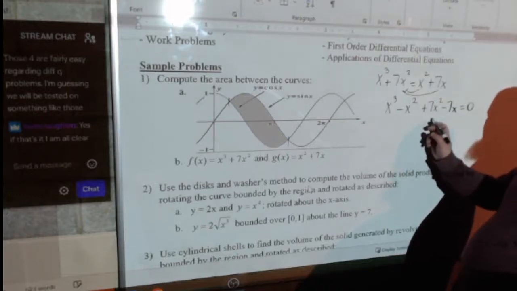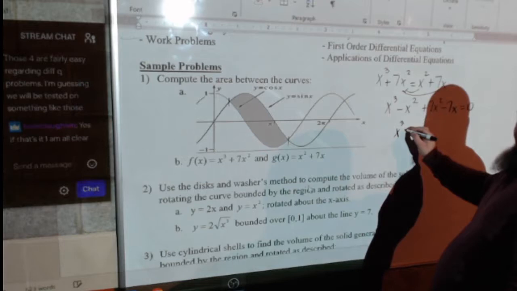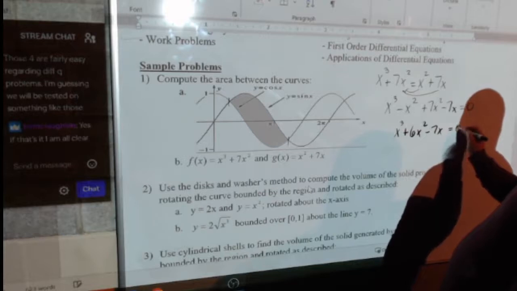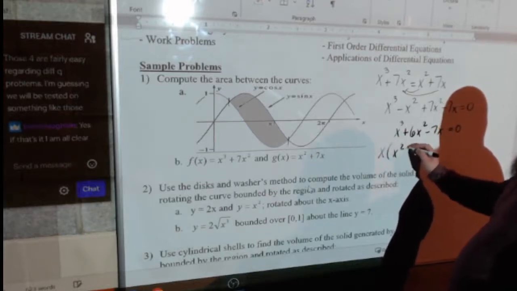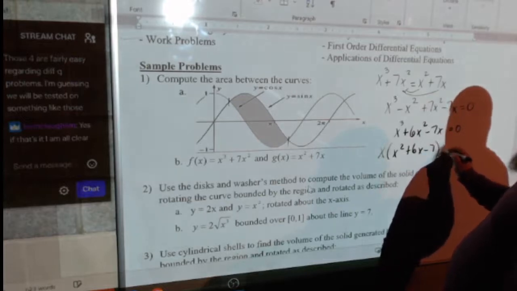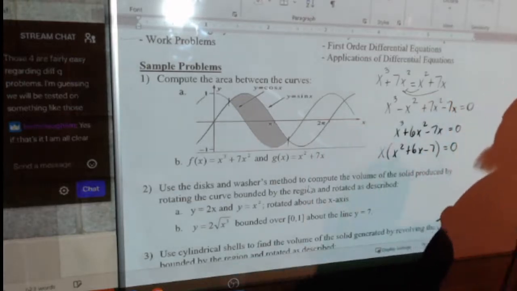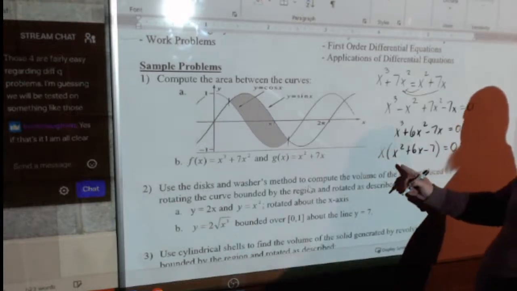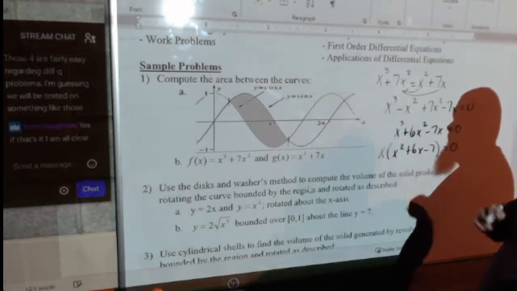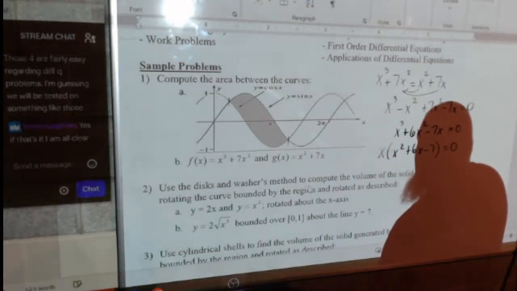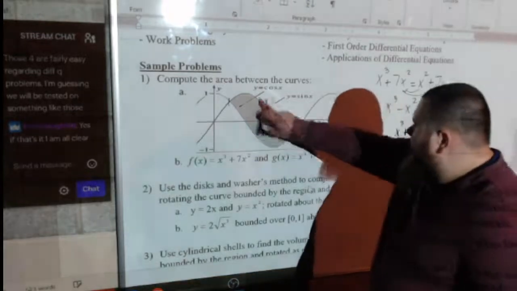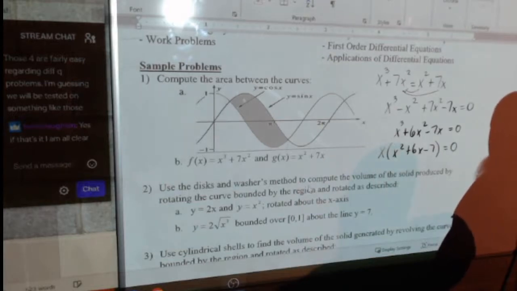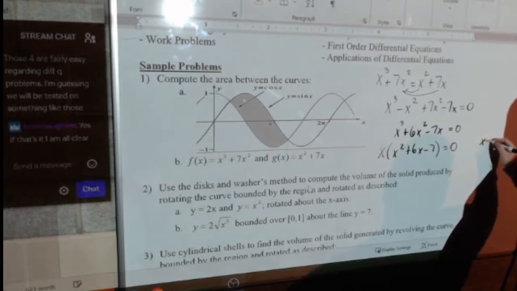This simplifies to 6x squared, so we got x cubed plus 6x squared minus 7x. Factor out an x. So one of the solutions is, wait, sorry, I'm doing part B, not part A. That's fine. We'll plot that one. Okay, so this is telling me one of my positions that they're equal is 0.